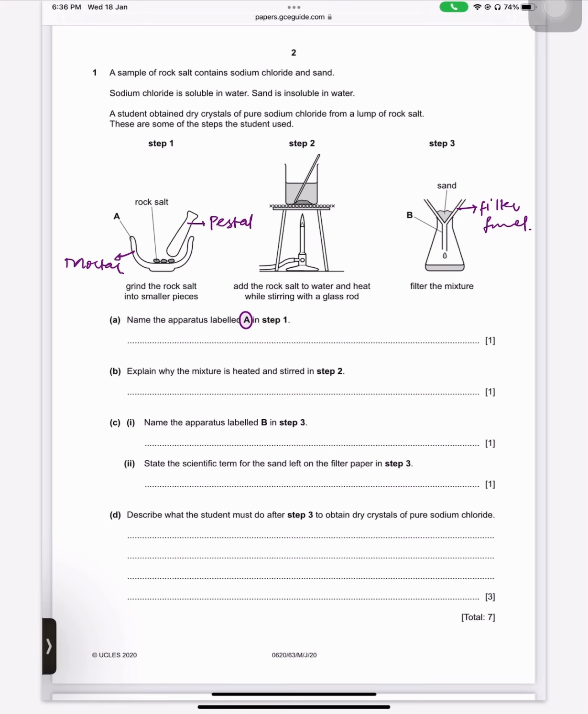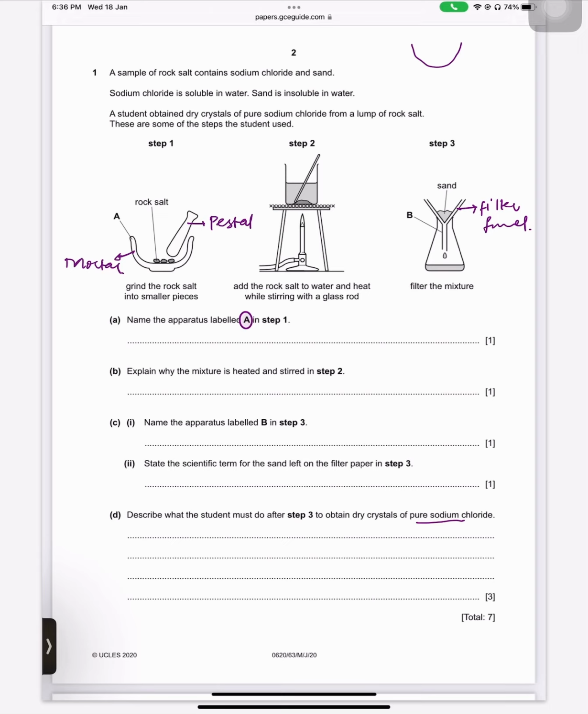Okay. And then describe what the student must do after step number 3 to obtain the dry crystals of pure sodium chloride. The student will shift the solution of sodium chloride from this conical flask to a china dish. Guys, we have discussed the china dish. It is an apparatus like this. The student will keep this china dish on a Bunsen burner on a tripod stand, and then will heat it to saturation, till the saturation point.